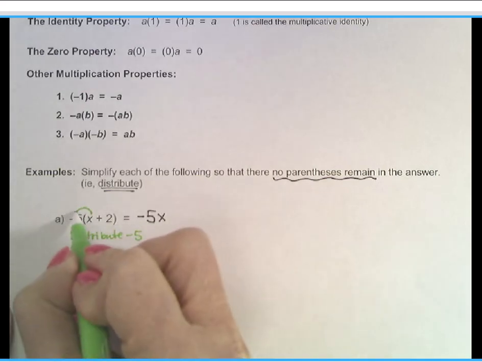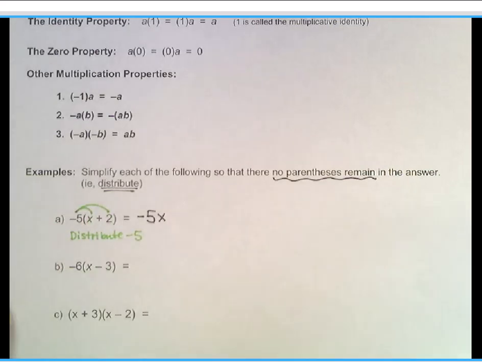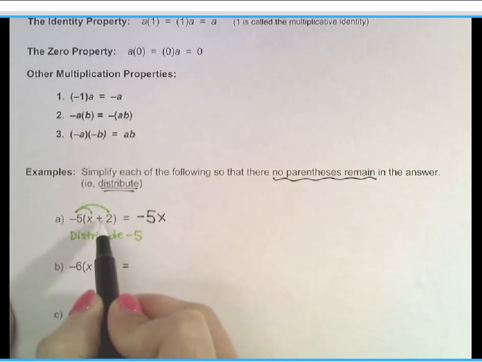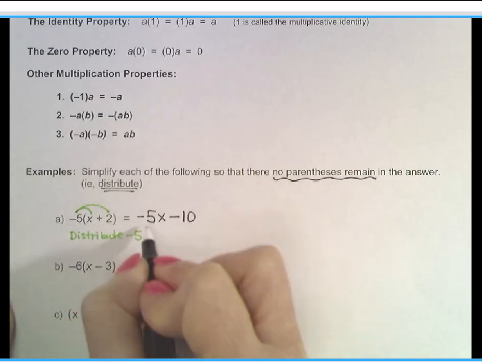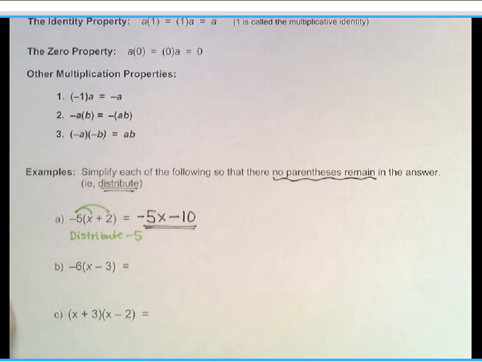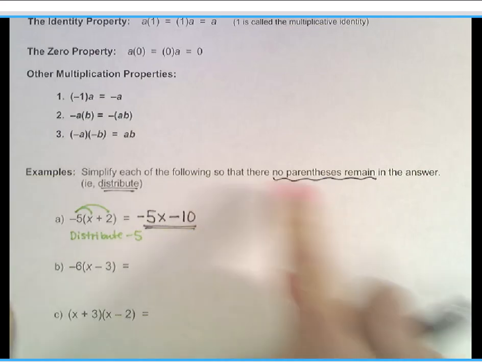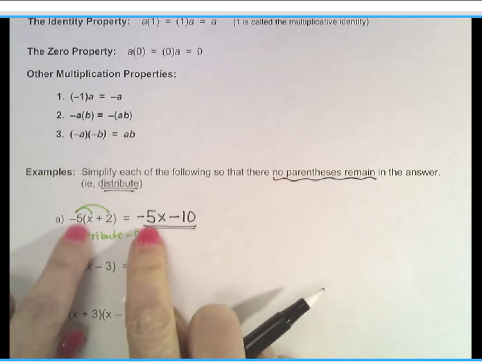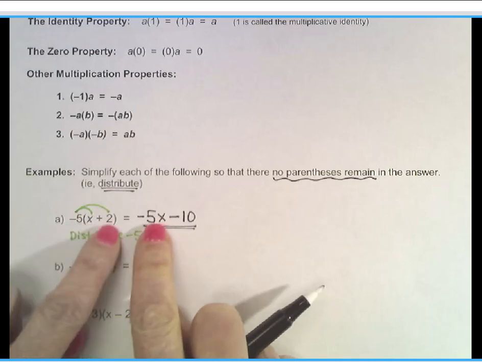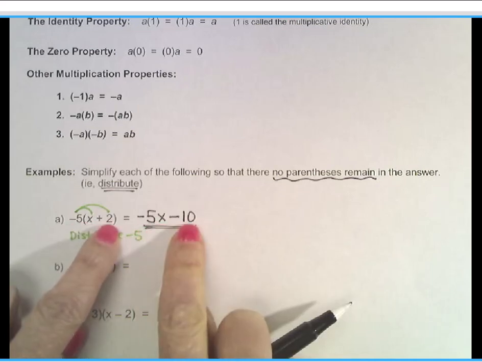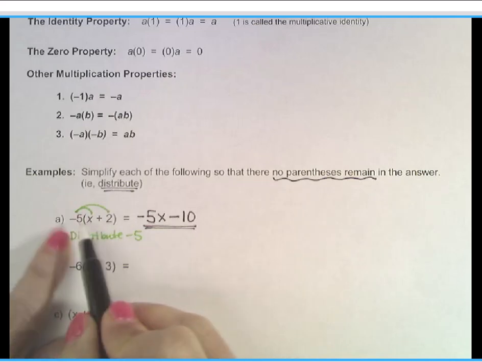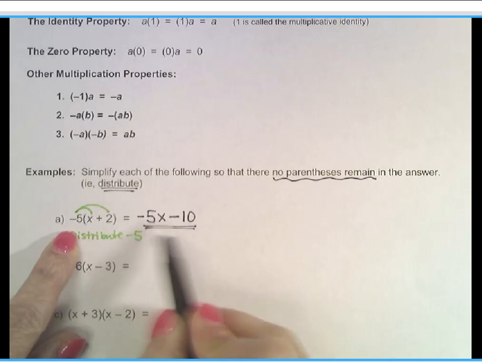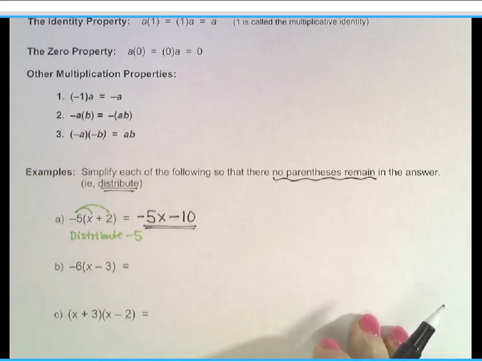And then when you distribute negative 5 to the second piece, it's negative 5 times a positive 2. Well, that's going to be a minus 10. So you can see I no longer have parentheses, so I did what they asked. And the x got multiplied by negative 5, and so did the 2. And so this, you see how the numbers in the parentheses were positive? When you multiply them by a negative, now both of those terms become negative.